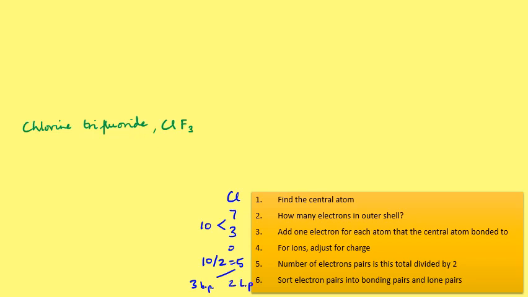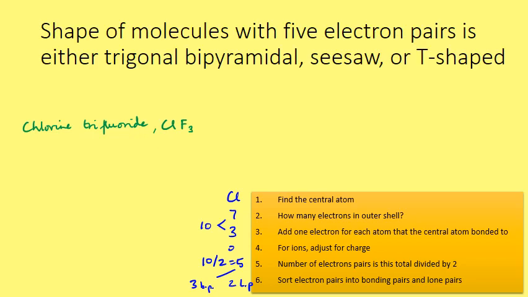Okay, so when we get 5 electron pairs in total, 3 of which are bonding pairs, 2 of which are lone pairs, then our memorized table tells us that that is a T-shaped molecule. And this is an easier one to remember because it does sort of look like its name.